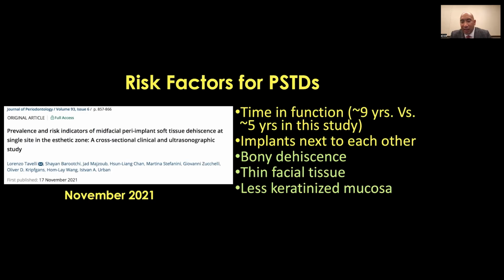The risk factors that they outlined were that the longer the implant was in service, the more at risk they were for having recession. This is looking at 9 years versus 5 years, okay? They also noted that implants placed right next to each other had a higher risk of recession. They also looked at the lack of bone, the thin facial tissue, and less keratinized tissue or less keratinized mucosa, which is a little bit of a newer concept. All 5 of these things were responsible for STDs around implants.